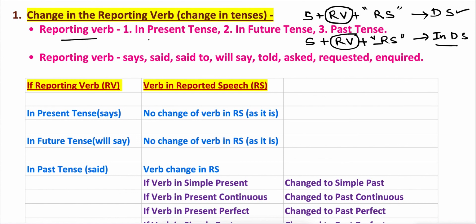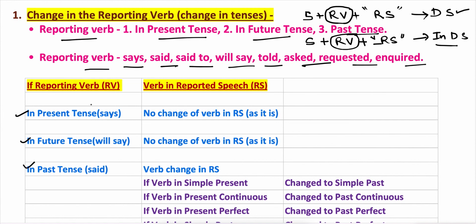The reporting verb can be in three tenses: present tense, future tense, or past tense. And what are the reporting verbs used in the direct speech format? Says, said, said to, will say, told, asked, requested, inquired, and so on. So the reporting verb can be in three tenses: present, future, and past.